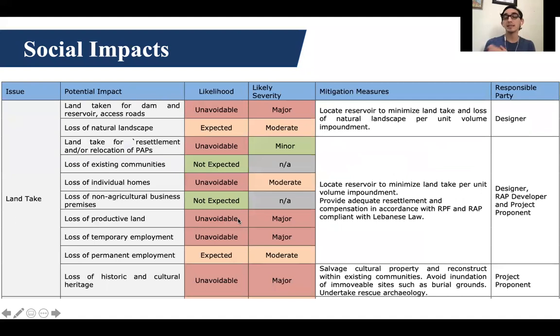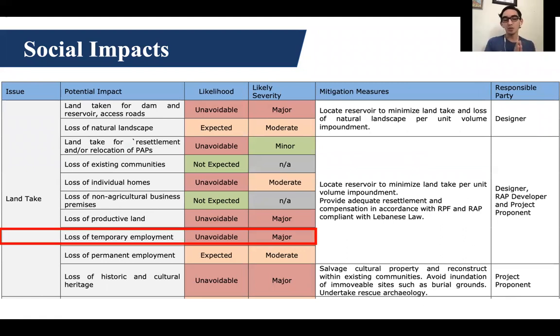This chart is an example of how the document presents the impacts. As you can see, this is the category, and these are all the potential impacts, the likelihood for each impact, the likely severity, the mitigation measures, and who is going to be in charge of those mitigations. For this presentation, I'm presenting this as an example, but this is available in the document for each of the impact categories.